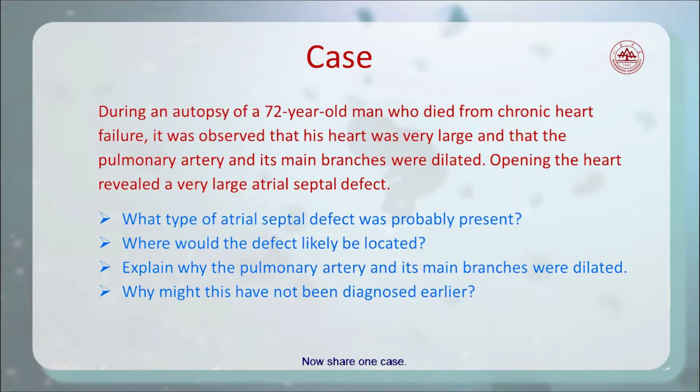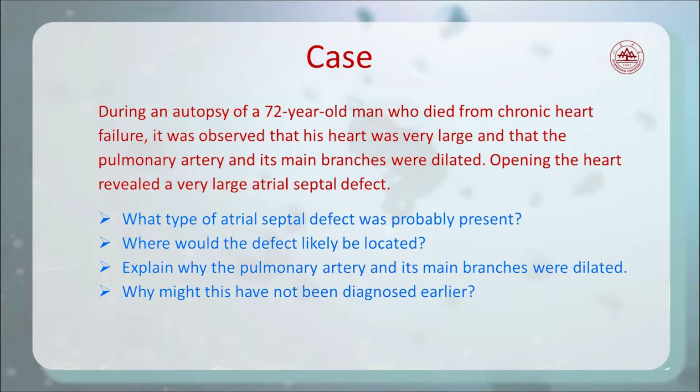Now, let's share one case. During an autopsy of a 72-year-old man who died from chronic heart failure, it was observed that his heart was very large, and the pulmonary artery and its main branches were dilated. Opening the heart revealed a very large atrial septal defect. What type of atrial septal defect was probably present?